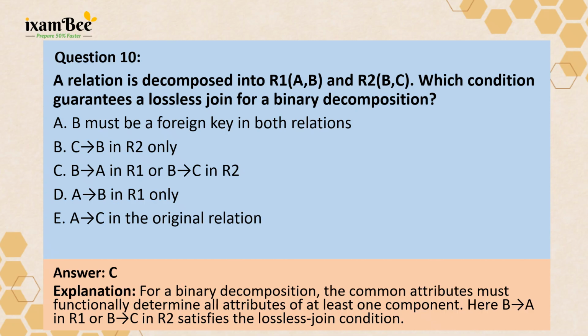The rule is the common attribute set must functionally determine all the attributes of at least one of the two relations. In other words, either B determines A, which covers all of R1, or B determines C, which covers all of R2. If either of those holds, the join back is guaranteed to reconstruct the original relation exactly, with no spurious rows. That's precisely option C. B determines A in R1 or B determines C in R2, and that's the answer.